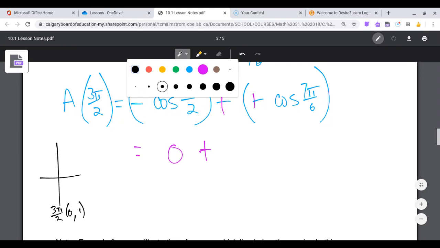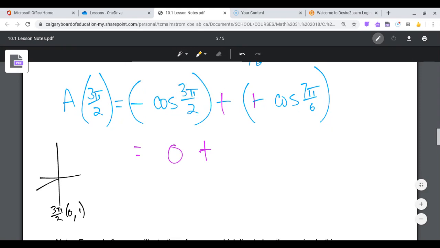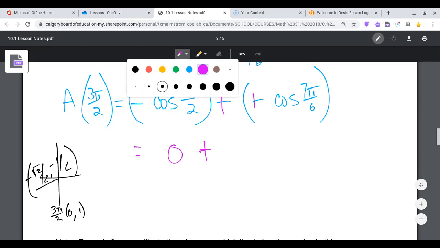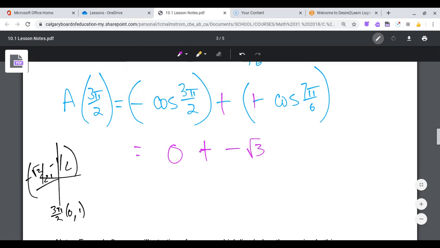These guys right here are going to make that be a positive. And now I'm going to 7π/6, thinking about what those coordinates are. So negative root 3 on 2 and negative a half. I want the negative root 3 on 2. So this is going to be plus negative root 3 on 2. And you're saying, I've got an answer of negative root 3 on 2.